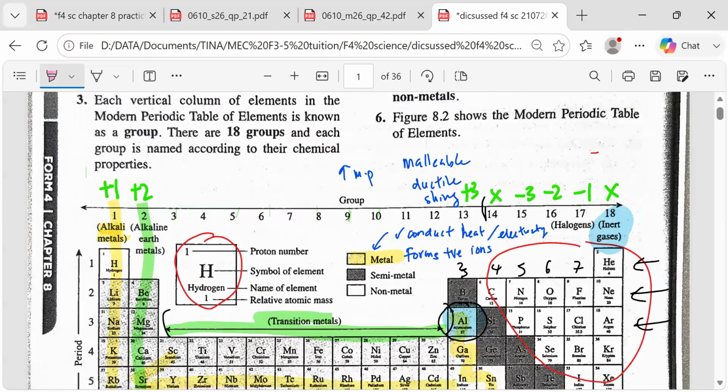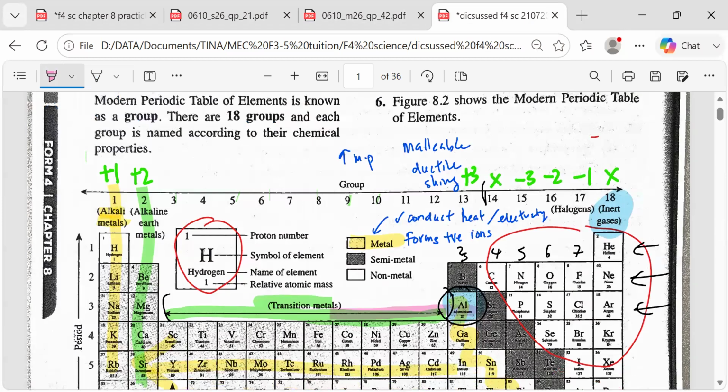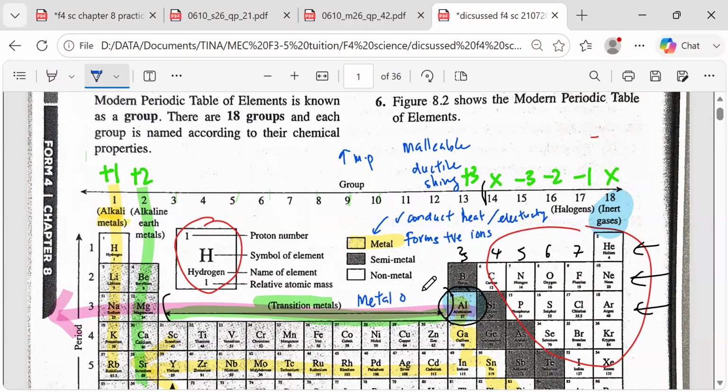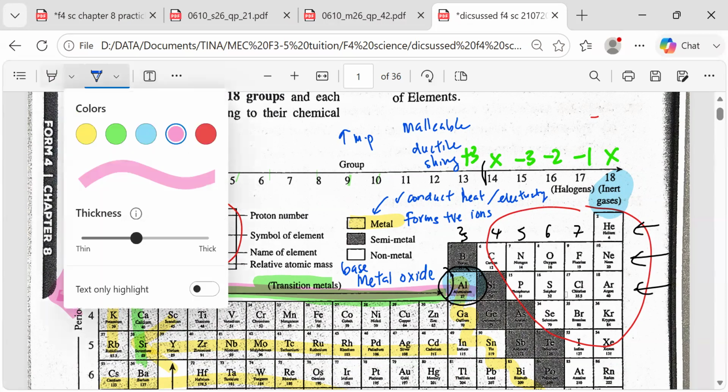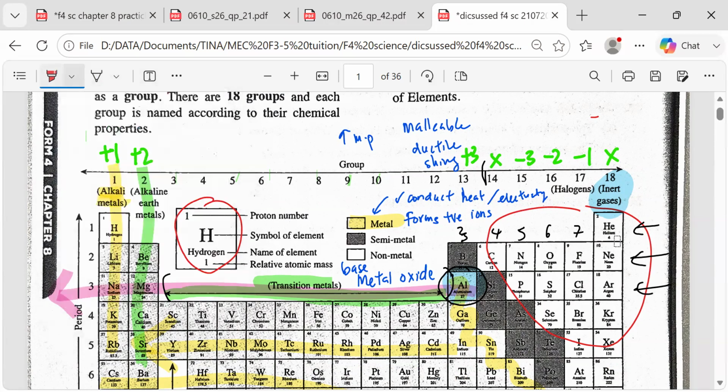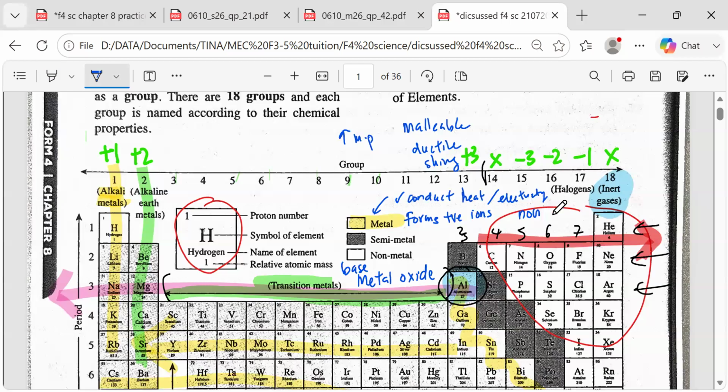So when metal reacts with oxygen, it is called a metal oxide. For example, sodium oxide, magnesium oxide, chromium oxide, iron oxide. All the metal oxides on the metal side are a base or basic, opposite of acid. When the non-metal reacts with oxygen, it is called non-metal oxide. All the non-metal oxides are acidic.